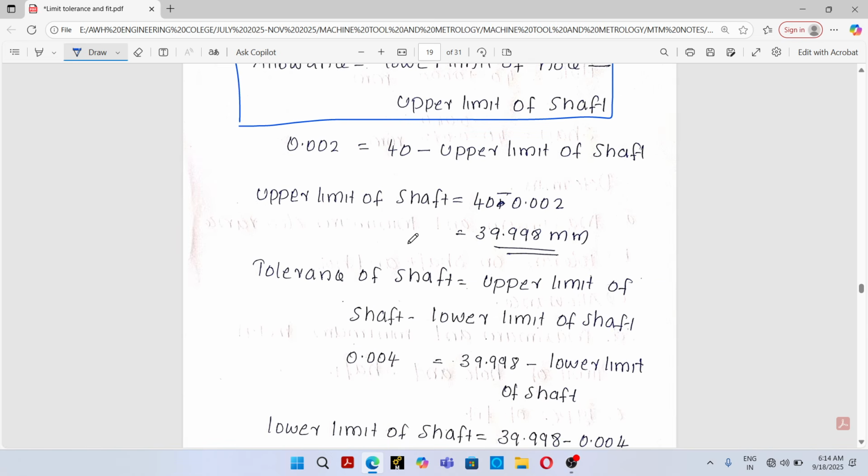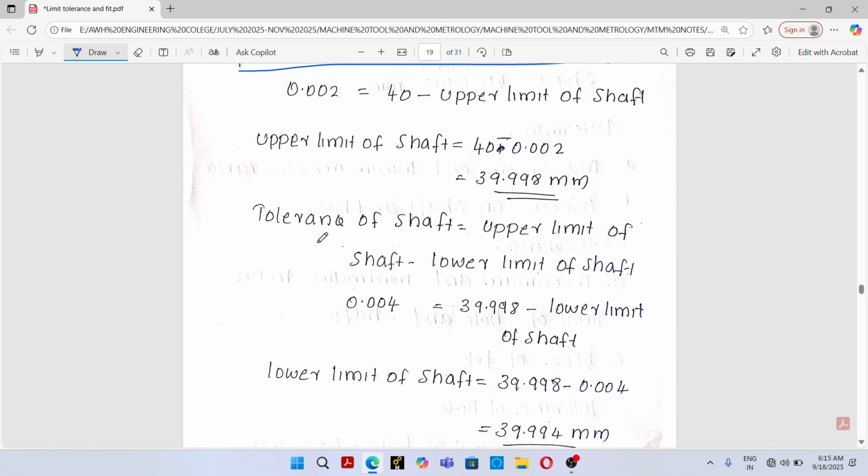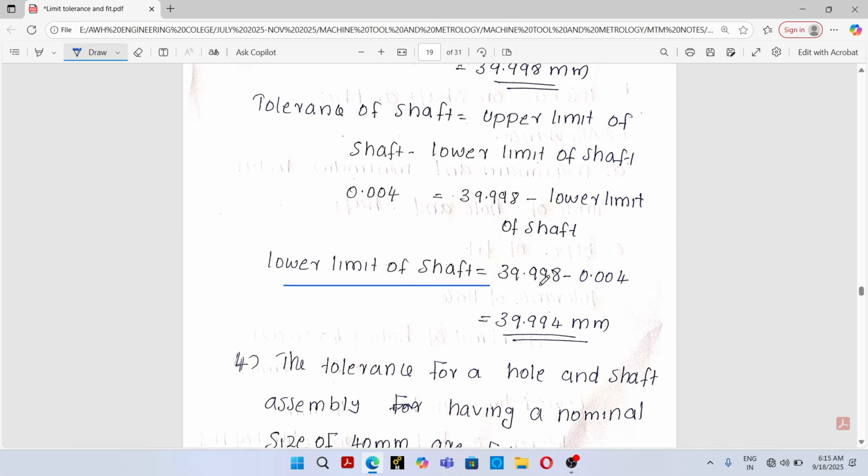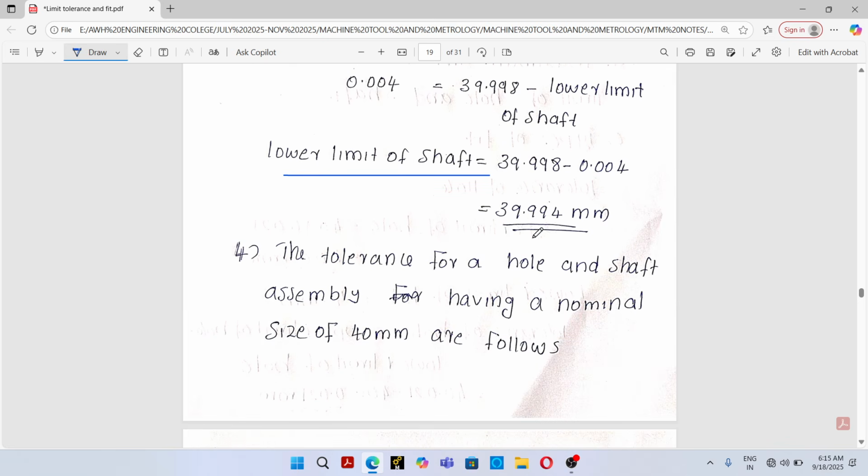Then upper limit of shaft is 40 minus 0.002, that is 39.998 mm. Then tolerance of shaft is upper limit of shaft minus lower limit of shaft. Tolerance of shaft is given as 0.004. We found the upper limit of shaft, 39.998, minus lower limit of shaft. Then lower limit of shaft is equal to 39.998 minus 0.004. So we have 39.994 mm.